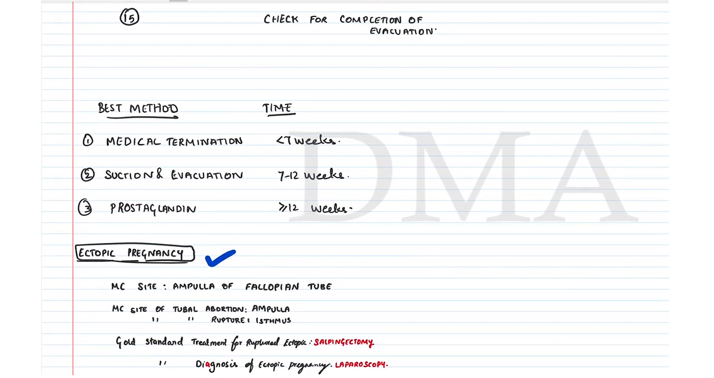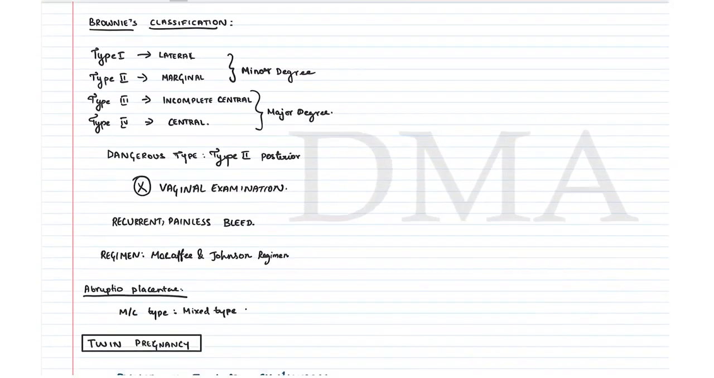Okay, what is the best method of abortion? If the termination has to be done before 7 weeks, medical termination is a good one. Okay, and if it is 7 to 12 weeks, suction and evacuation is the best method, and greater than 12 weeks, prostaglandin therapy is the best method. Okay, all these are pretty important and high yield MCQ, you should never forget.